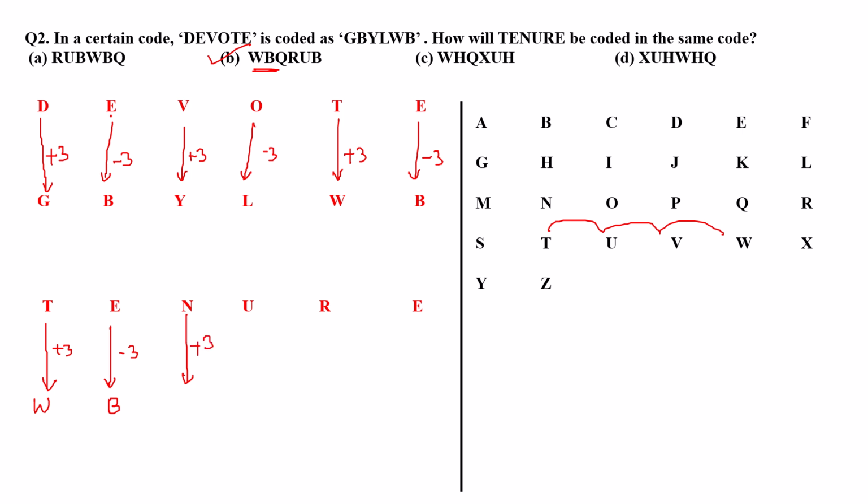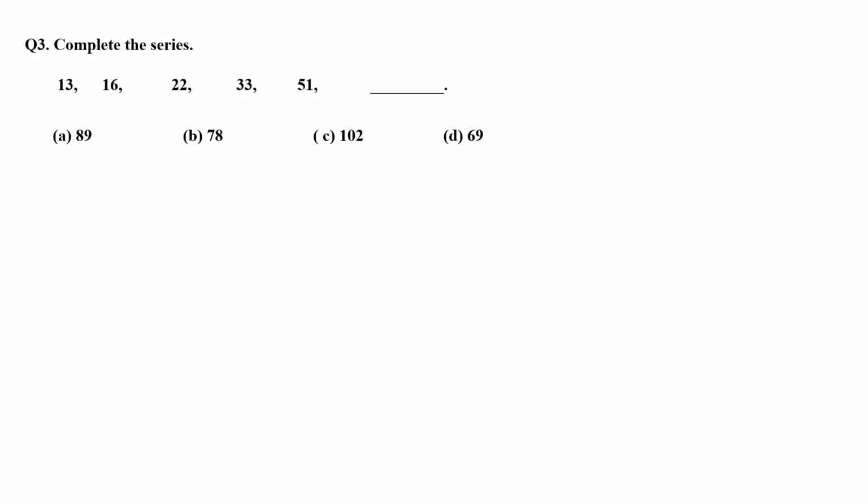So again, if you move 3 steps forward, you will get Q. For U, you have to move 3 steps backward. So 3 steps backward means 1, 2, and from S to R. So this will be R. For R, you have to move 3 steps forward. So you will reach U. And from E, 3 steps backward, you will reach B. But you already got your correct option as option B. So you can save your time like this.